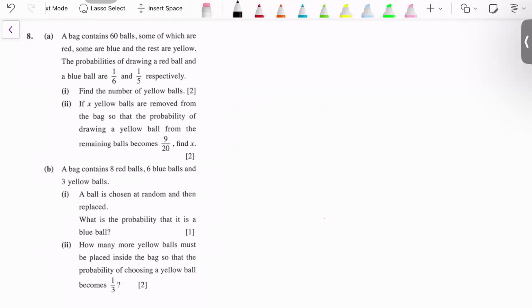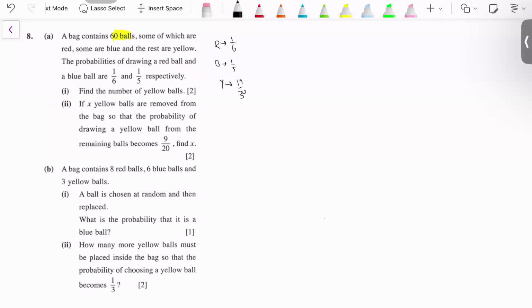So it says in part A, a bag contains 60 balls, some of which are red, some are blue, the rest are yellow. The probability of us drawing a red ball and a blue ball are 1/6 and 1/5 respectively. So the red ball is 1/6. Blue ball is 1/5. Then the yellow ball must be the remaining probability. So we use 1 minus 1/6 and 1/5. That will give us 19 out of 30.